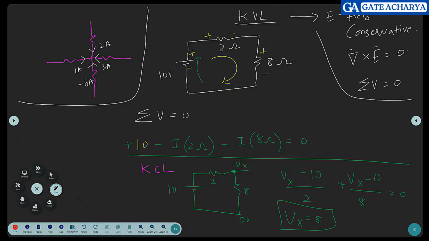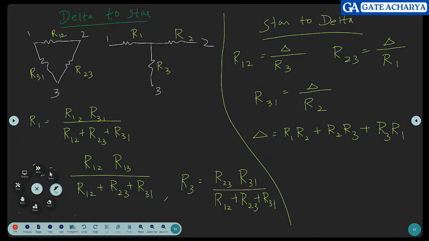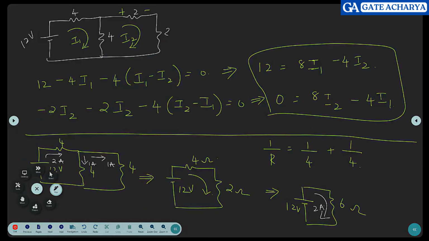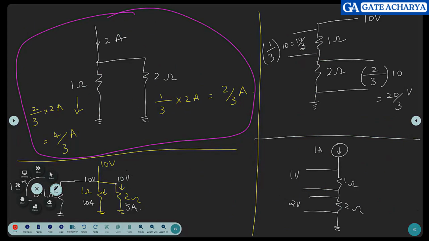So KVL thing, you can do it. Star to delta, delta to star. We can do these things. Current division. And then voltage division. Usual mistake: current division means when you're trying to find current through this branch, this impedance matters. But when it comes to voltage division, you're trying to find this voltage, only this impedance matters.